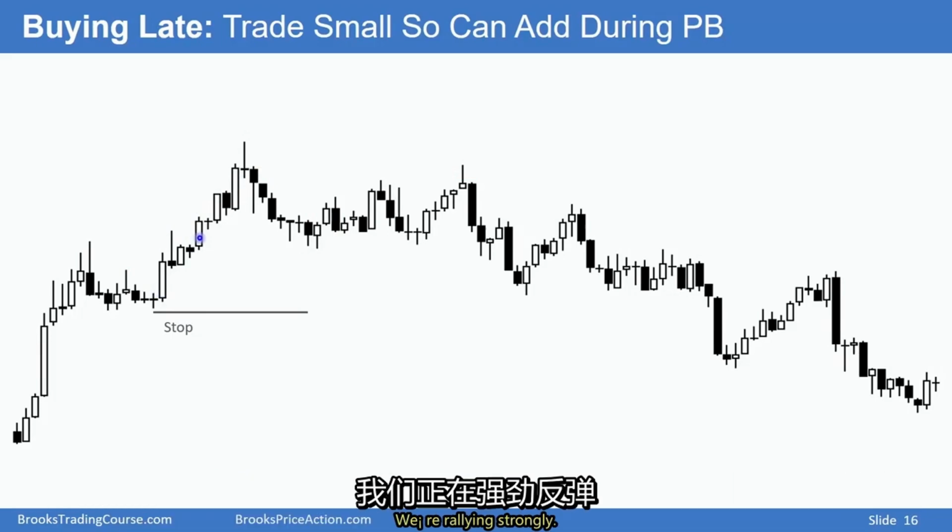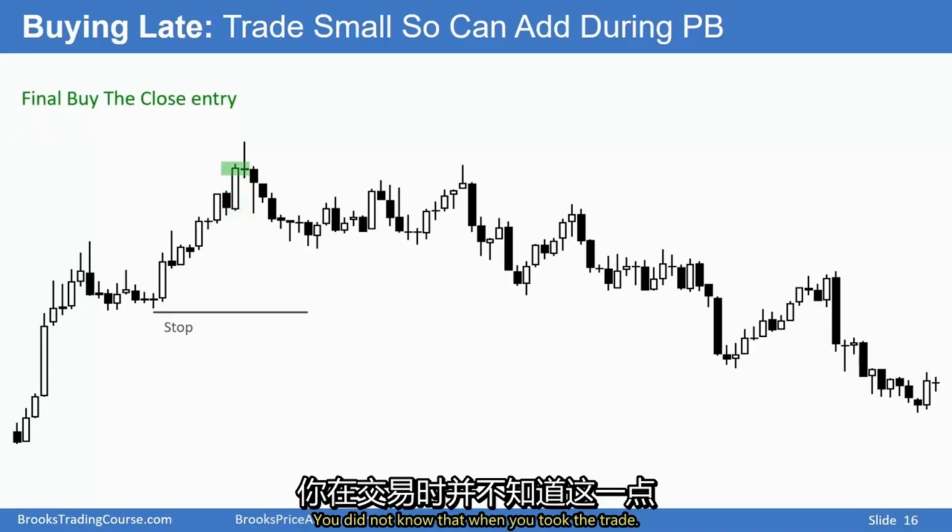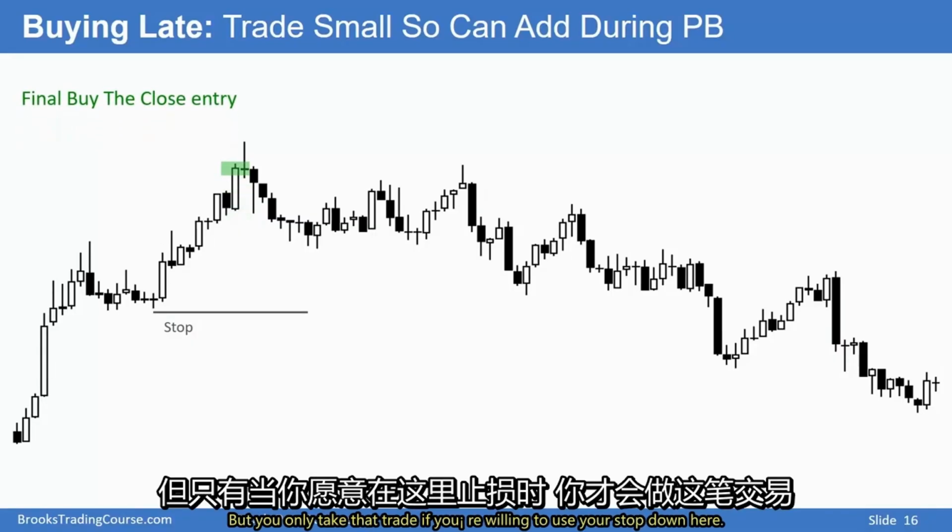On the way up, we're rallying strongly. Buy the close all the way up. Let's say you buy this close. Your stop is down here. You took the final buy the close entry. You did not know that when you took the trade, but you only take that trade if you're willing to use your stop down here.